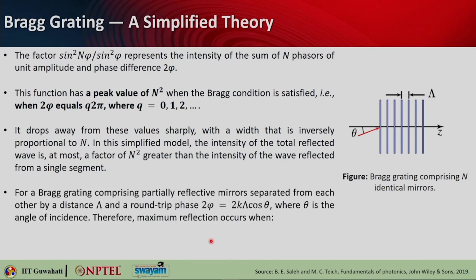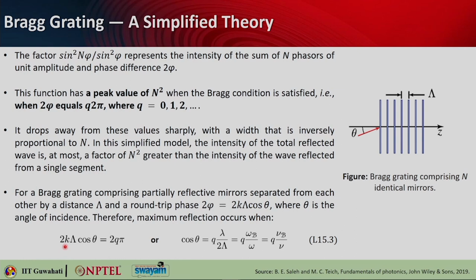Now, for a Bragg grating comprising partially reflective mirrors which are separated from each other by a distance of capital lambda, we have seen that the round trip phase 2 small phi is basically 2k capital lambda cos theta, and theta is considered to be the angle of incidence. So, here you see this theta is not considered from here, it is basically this particular theta. So in that case the equation will have cos theta.